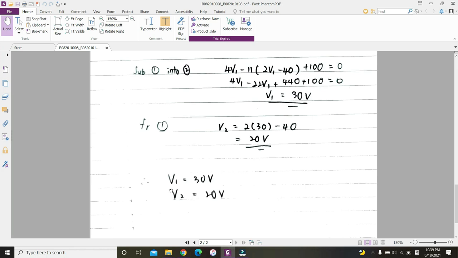Therefore, we can get the answer V1 equals 30 volt and V2 equals 20 volt.